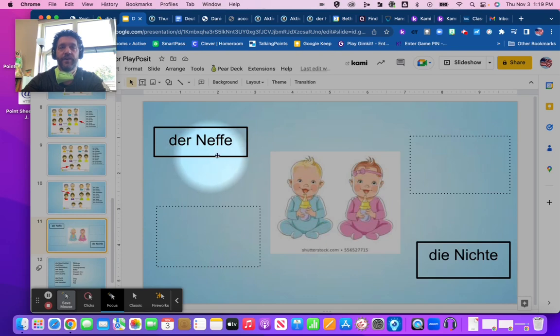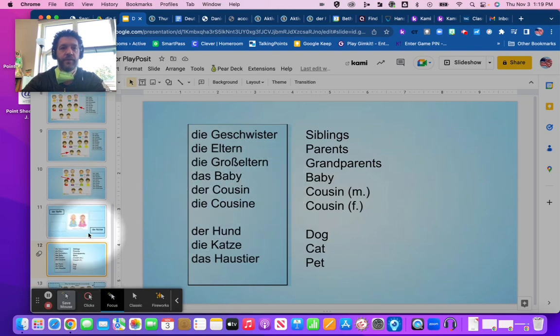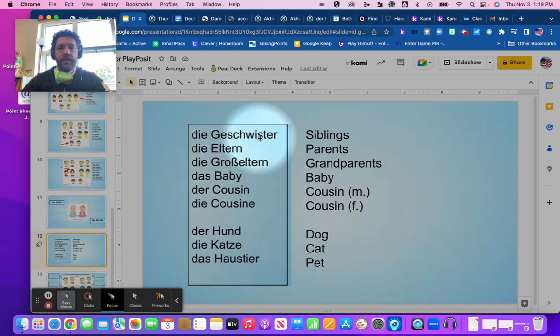And here we have der Neffe und die Nichte, or niece and nephew. And then we have some additional vocabulary words. Die Geschwister is siblings. Die Eltern is parents. Die Großeltern, grandparents. Das Baby, baby. Der Cousin, cousin. Die Cousine, female cousin. Der Hund, dog. Die Katze, cat. And das Haustier is pet.